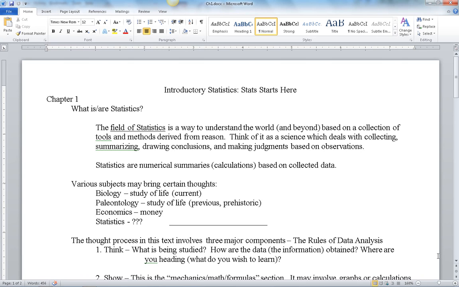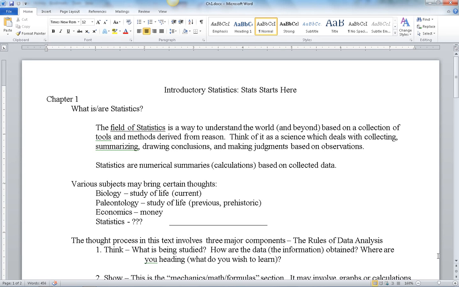Now, statistics are numerical summaries or calculations, if you want to think of it like that, based on collected data. Now, there are various subjects that you've been exposed to in your lifetimes, and those should bring about certain ideas or thoughts. So, for example, when somebody mentions biology, you may think about studying life currently as it is. That may be studying plants, it may be studying animals that we see, but it's some type of study of life. Paleontology, okay, what is that? Well, that's typically thought of as studying life that has existed before current life. Most of the time when you hear paleontology, you think about people who study dinosaur bones and dinosaur fossils.